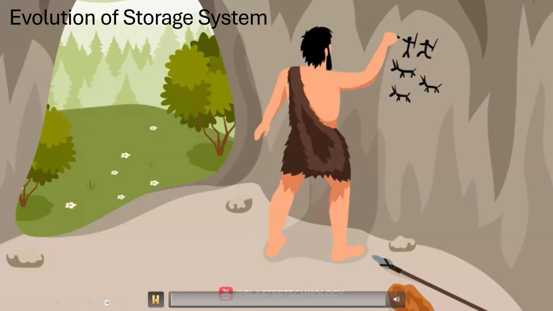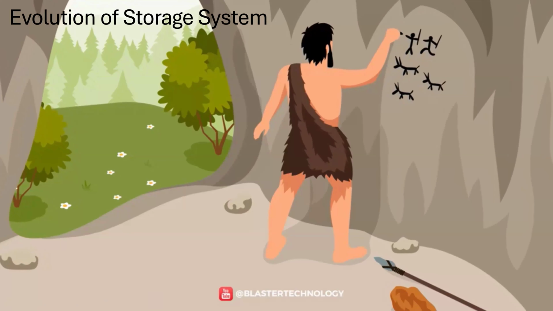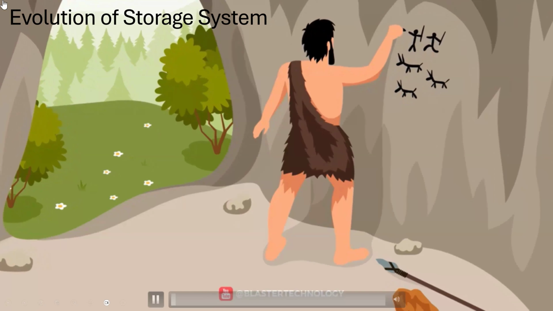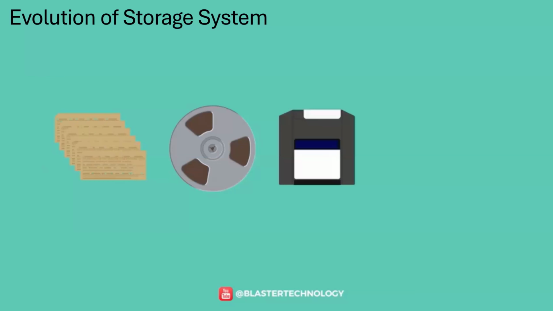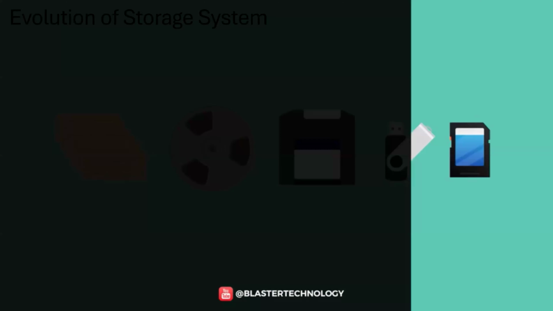The beginning of data storage dates back to antiquity, where our ancestors stored information on cave walls, then on papyrus, parchment, and paper. Let's see how data storage started and evolved.